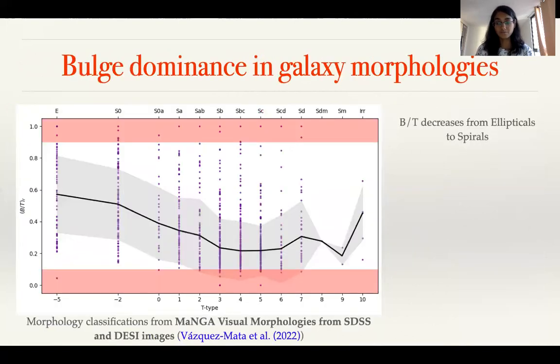Following the bulge-disk decomposition, we look at the resulting bulge-to-total ratios as a function of morphological T-type. And despite the high scatter, we can see a clear trend shown by the median black curve. The bulge-to-total ratio, which measures the bulge dominance of a galaxy, decreases from ellipticals on the left to spirals and irregulars on the right.